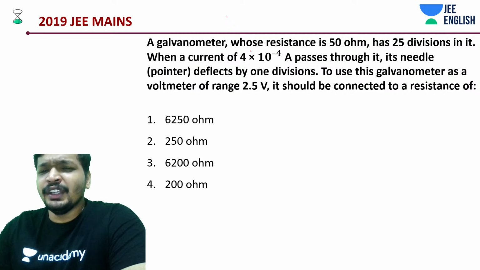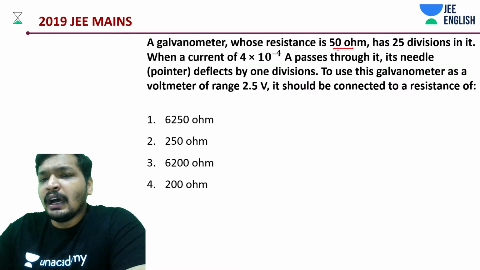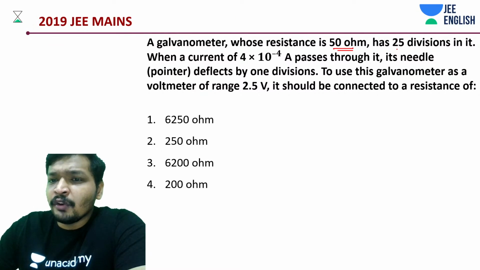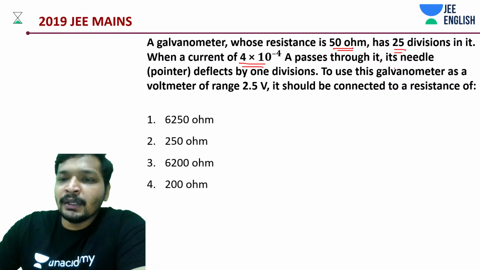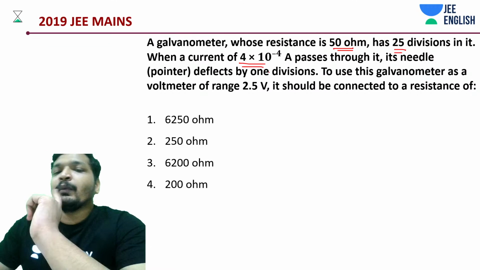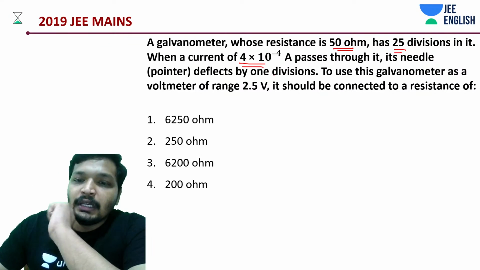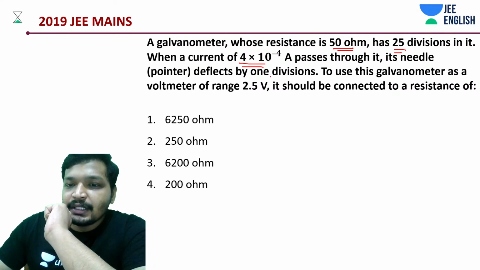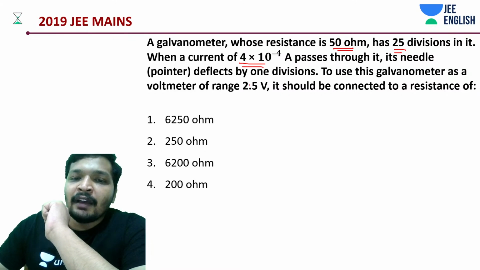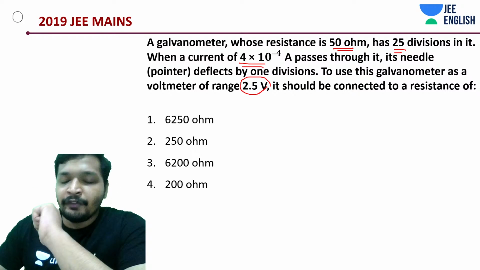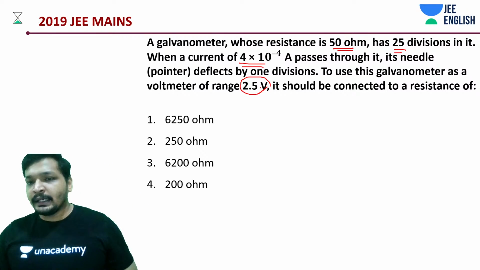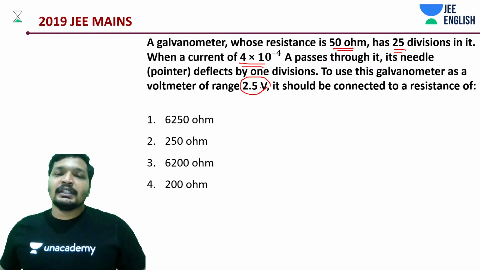We are given a galvanometer which has a resistance of 50 ohms and 25 divisions, and when a current of 4 into 10 to the power minus 4 ampere passes through it, its needle deflects by only one division. To use this galvanometer as a voltmeter of 2.5 volts, it should be connected to what?